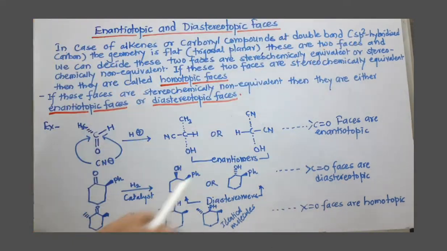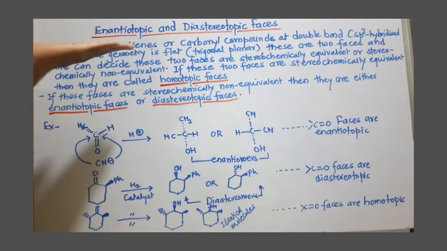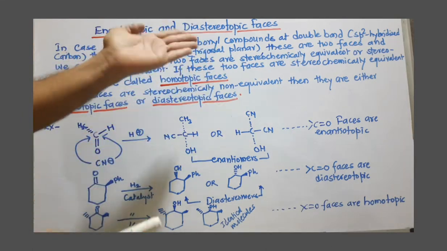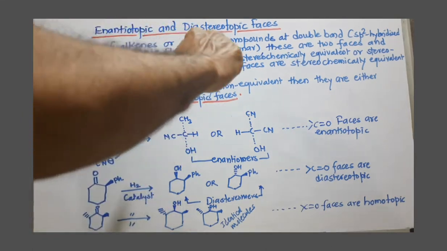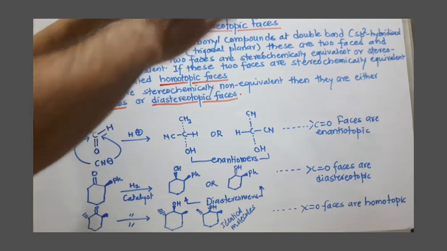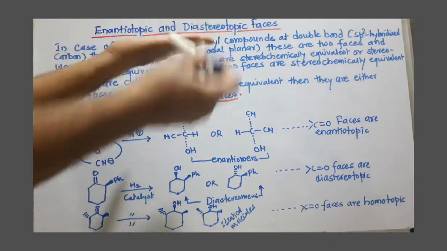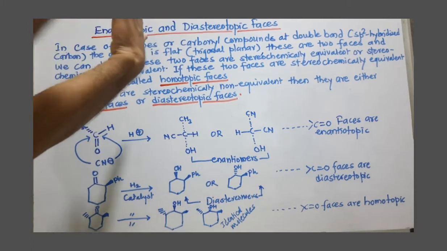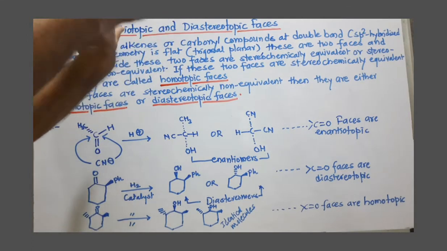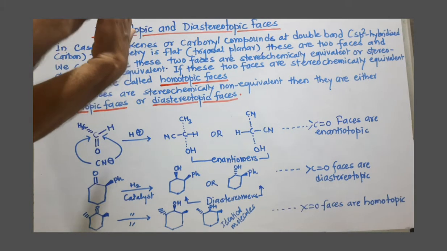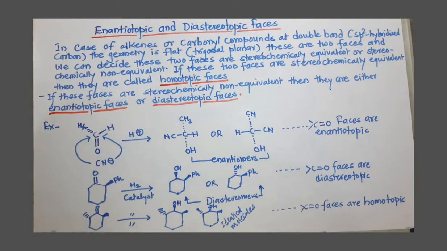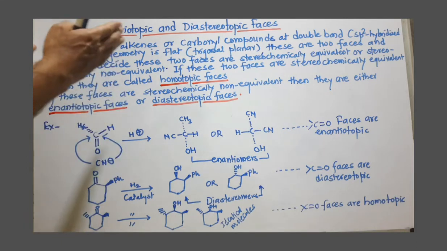are sp2 hybridized and they have flat geometry. They have trigonal planar geometry. And if they are flat, they have two sides, two faces, upper or lower, or left hand side or right hand side. These two faces we have to decide whether they are stereochemically equivalent or stereochemically non-equivalent. So that we can decide.